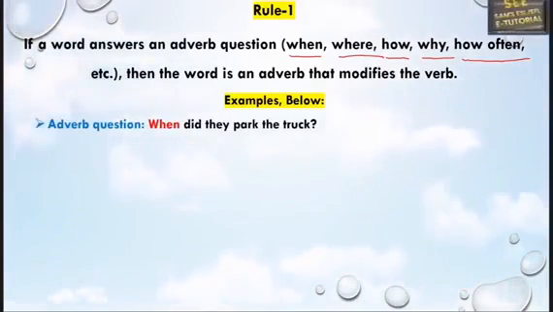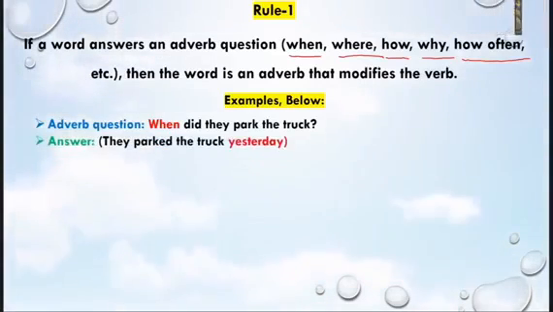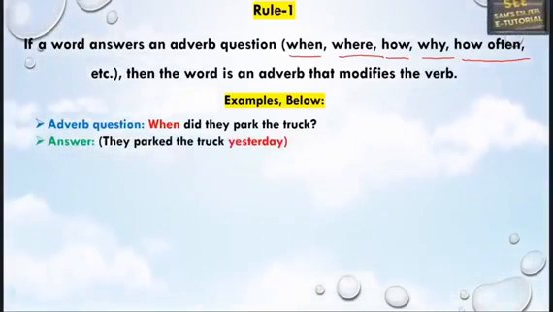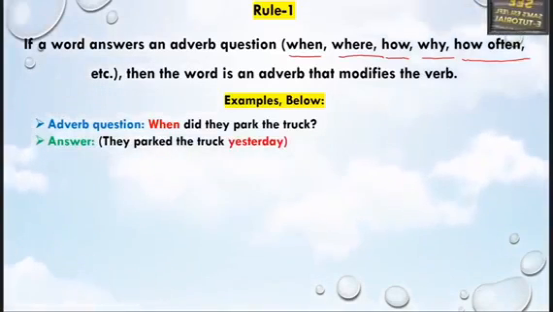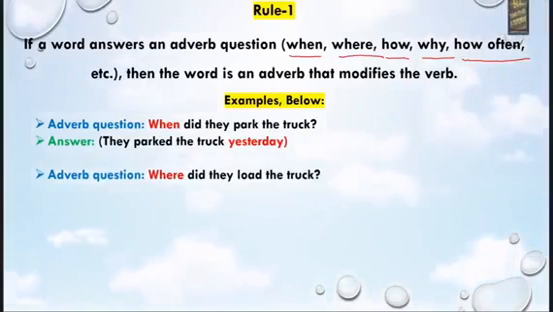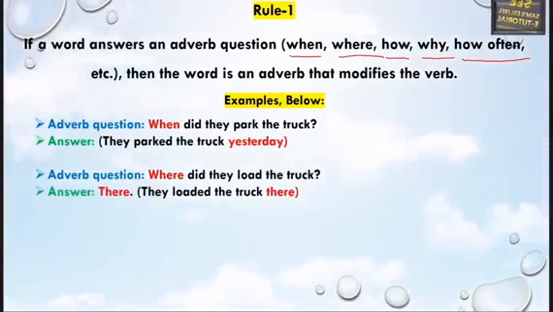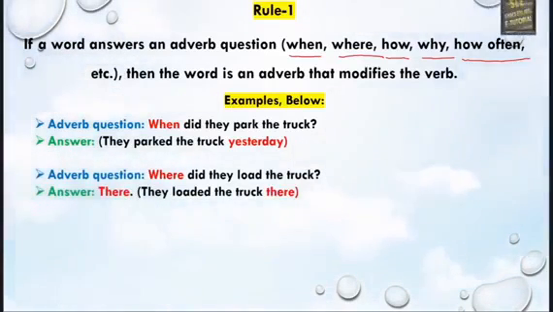Now, the first question: when did they pack the truck? The answer will be, they packed the truck yesterday. So yesterday is an adverb of time, telling us when the truck was packed. Another adverb question will be, where did they load the truck? The answer would be, they loaded the truck there. There is an adverb of place, describing the verb loaded.